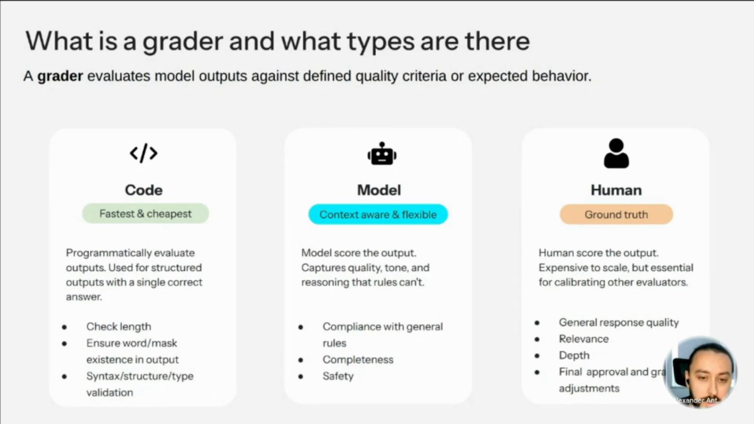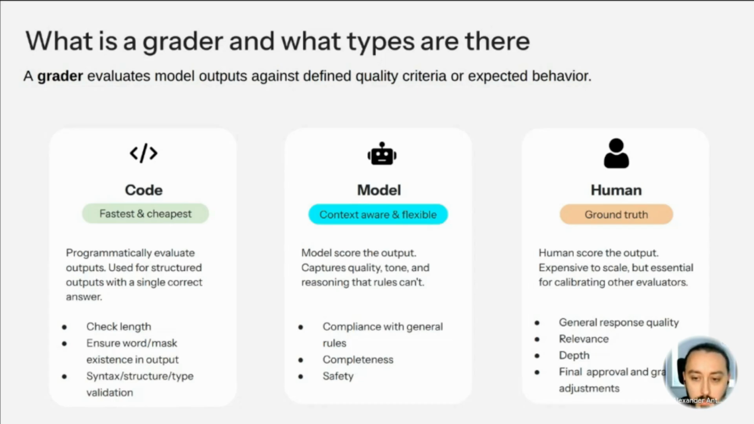Next is more interesting. It is context-aware and more flexible. It is model scoring. It is when you're asking another model to evaluate the result from your initial prompt. And here, of course, you may be more flexible in what to check, and especially you can write the rules for how to evaluate the output. You can ask for tone of voice. You can ask for completeness or something like that. Much more complex than what you can do with code. And the final one is the final decision maker.